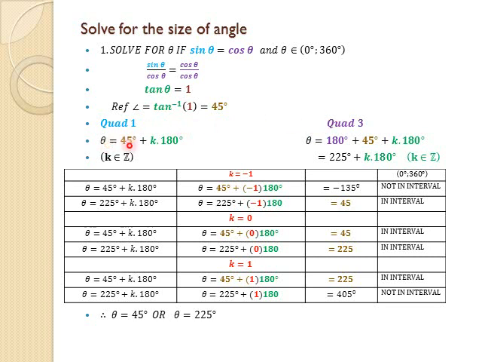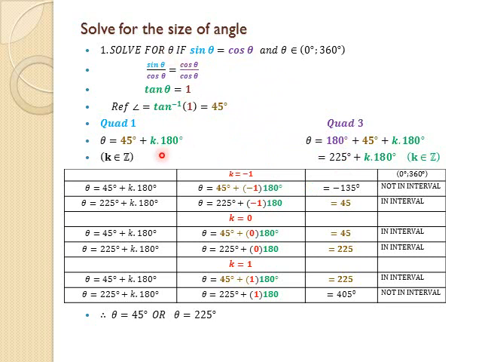So theta for quadrant 1 would simply be my reference angle plus k times 180, because tan has a period of 180. Quadrant 3: theta equals 180 plus 45 plus k times 180, and 180 plus 45 gives me 225 plus k times 180, where k is an element of the integers. So up to there I've determined the general solution.